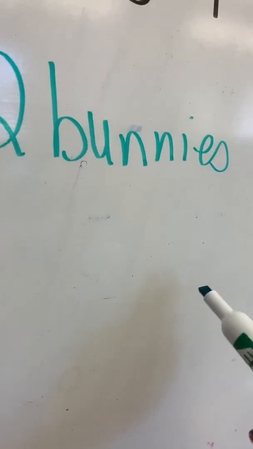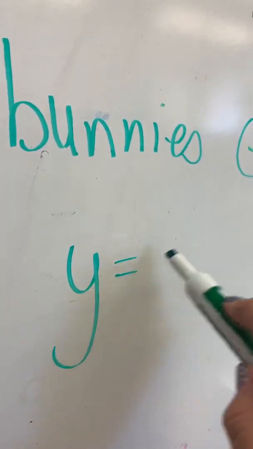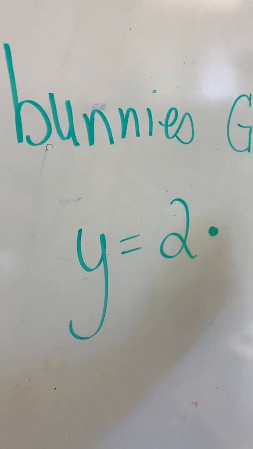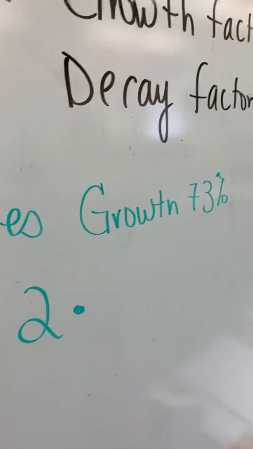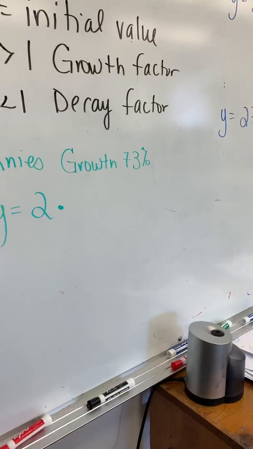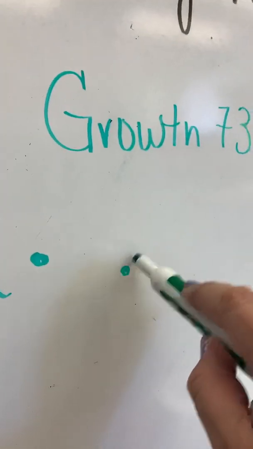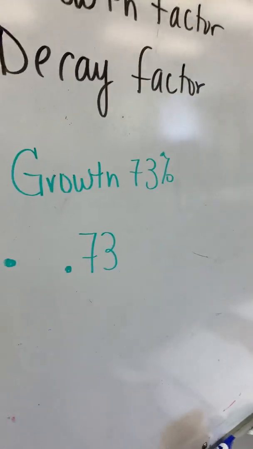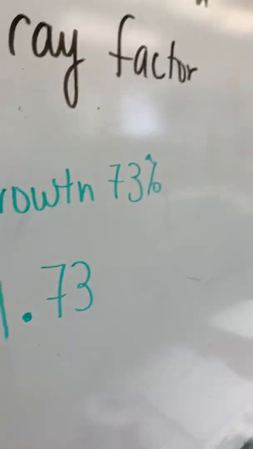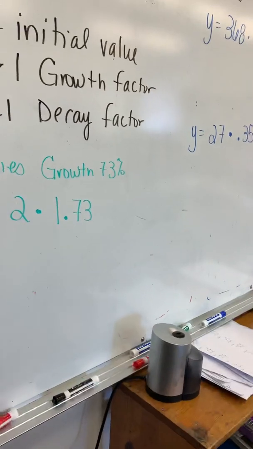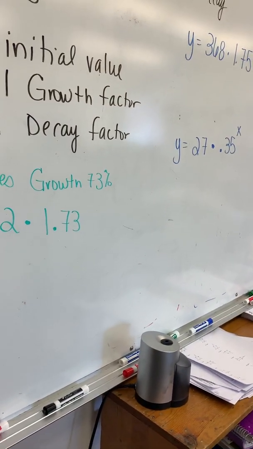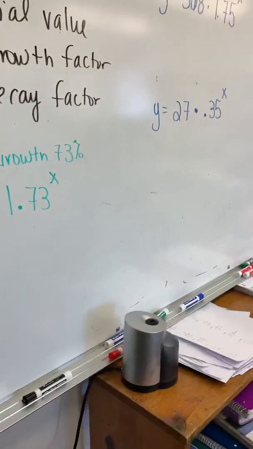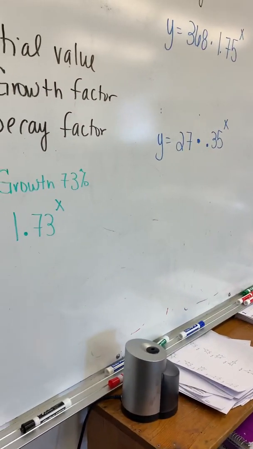So if I want to set up my equation, y equals my initial amount of bunnies times 73%. How do I convert that to decimal? 0.73. Now, when it's a growth, you always add 1 to it. When it is a growth, you always add 1 to it. So this right here would be the formula that you would use. X would be your number of days later.